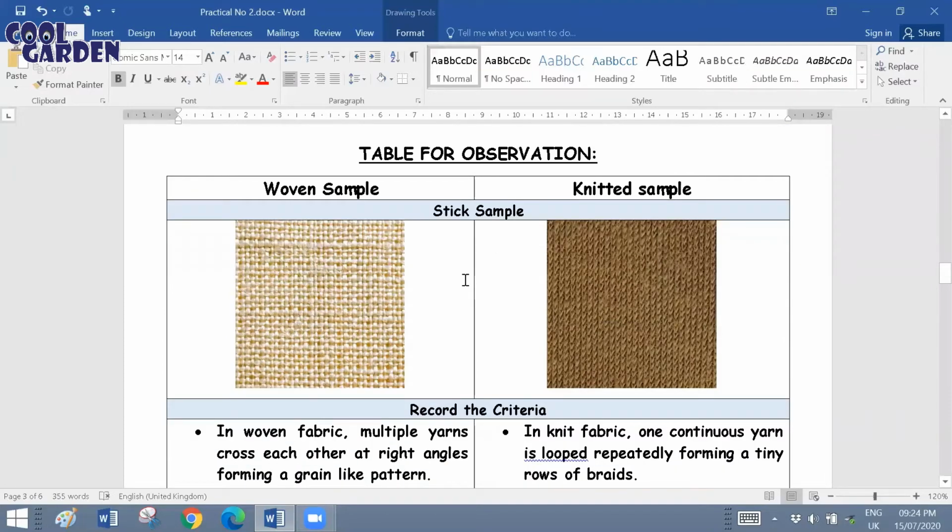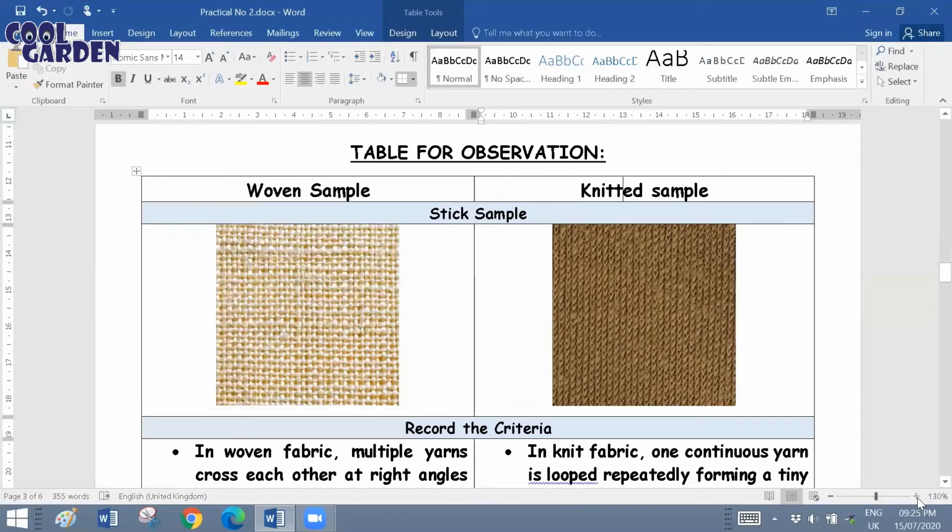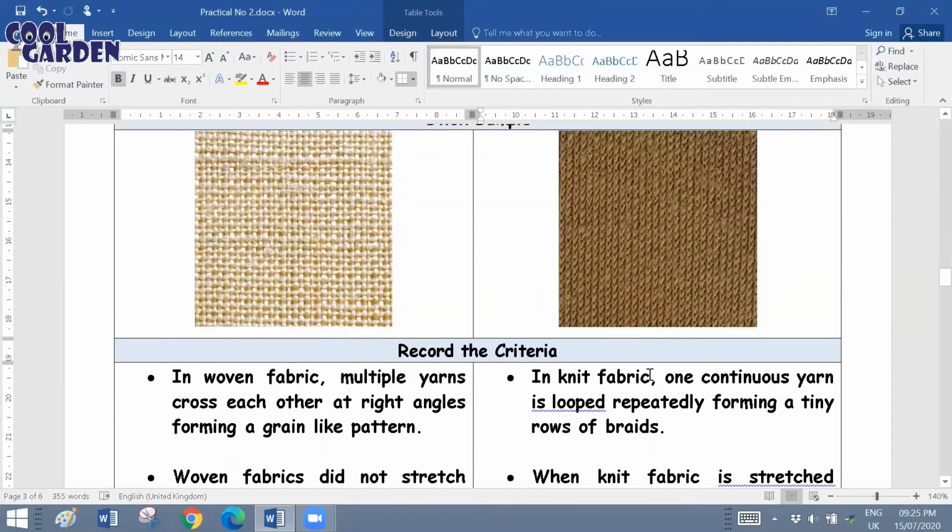Now see here, make the table and then write down woven sample, knitted sample, and you have to stick the sample. As per the procedure, if you remember, we said 5 by 5 centimeter. So you have to collect the fabric, one woven sample, one knitted sample. Please collect the sample, cut it by 5 centimeter by 5 centimeter, and paste it here. And after that, we have to record the observation.